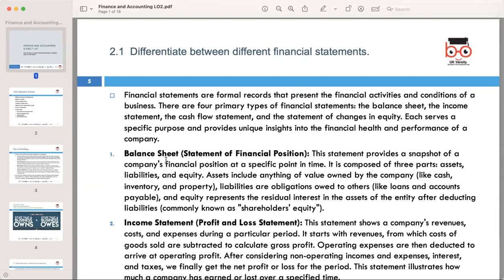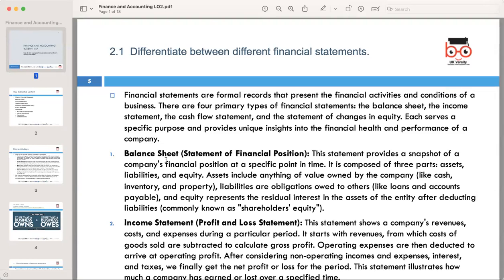Balance sheet is the old name. Now the newer term is statement of financial position. It gives us a snapshot of a company's financial position at a specific point in time. It is divided into three main parts: assets, liabilities, and equity.